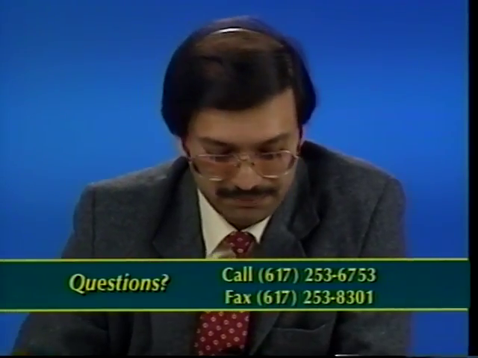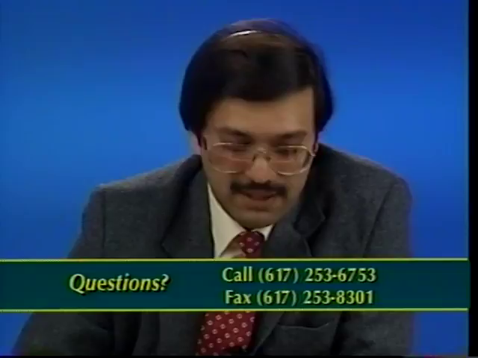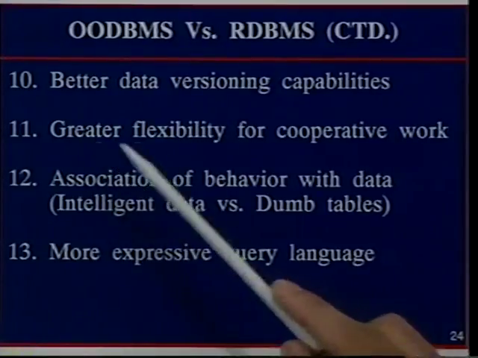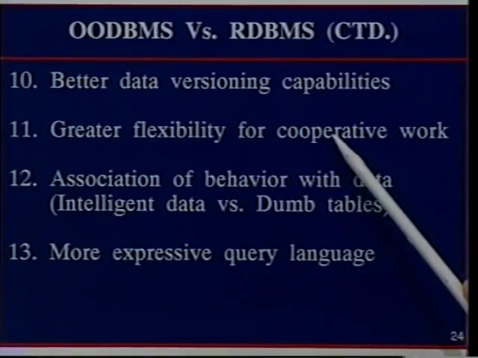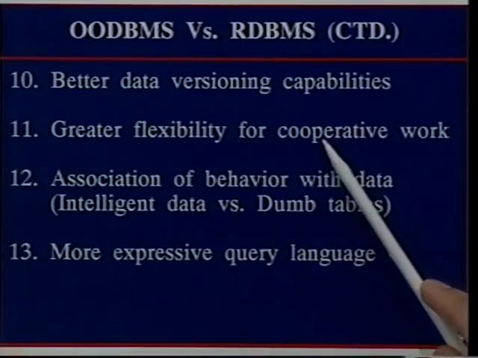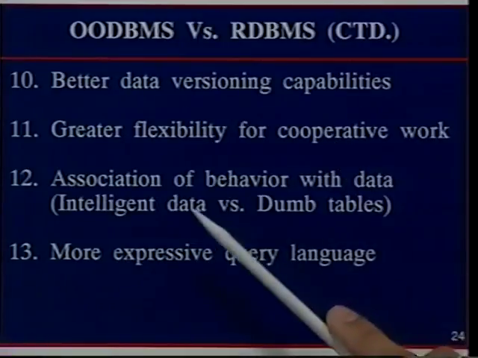Now, I will talk about these things in a few minutes and show you some examples on how the object-oriented systems do these kinds of things. The object-oriented databases have better data versioning capabilities than the relational database systems. They provide greater flexibility for collaborative engineering activities and cooperative work. So in the future, we can see an emergence of object databases being used for collaborative engineering.